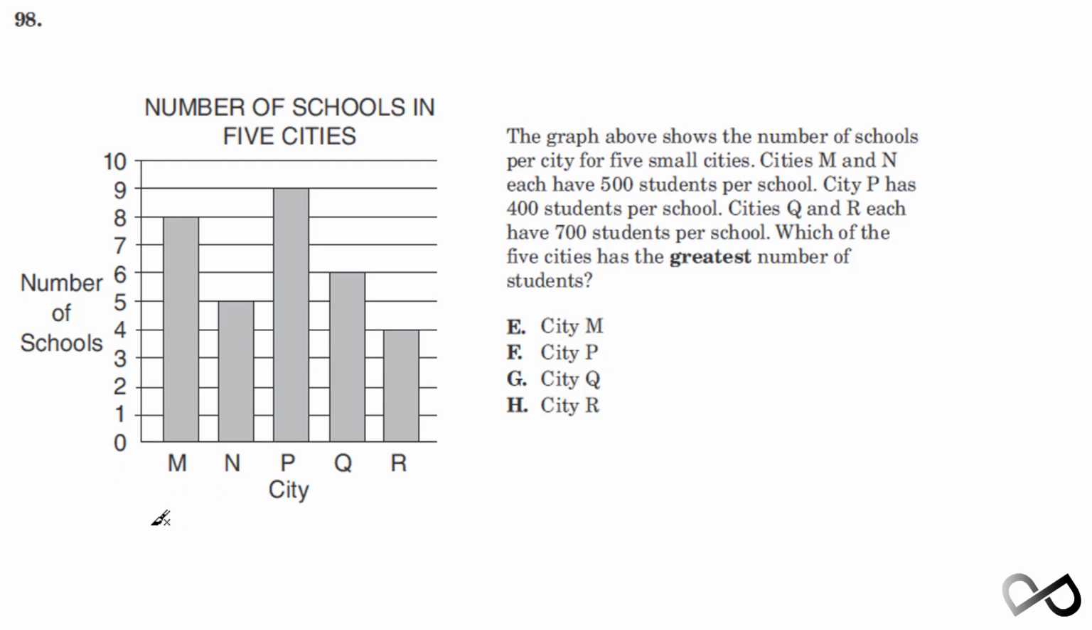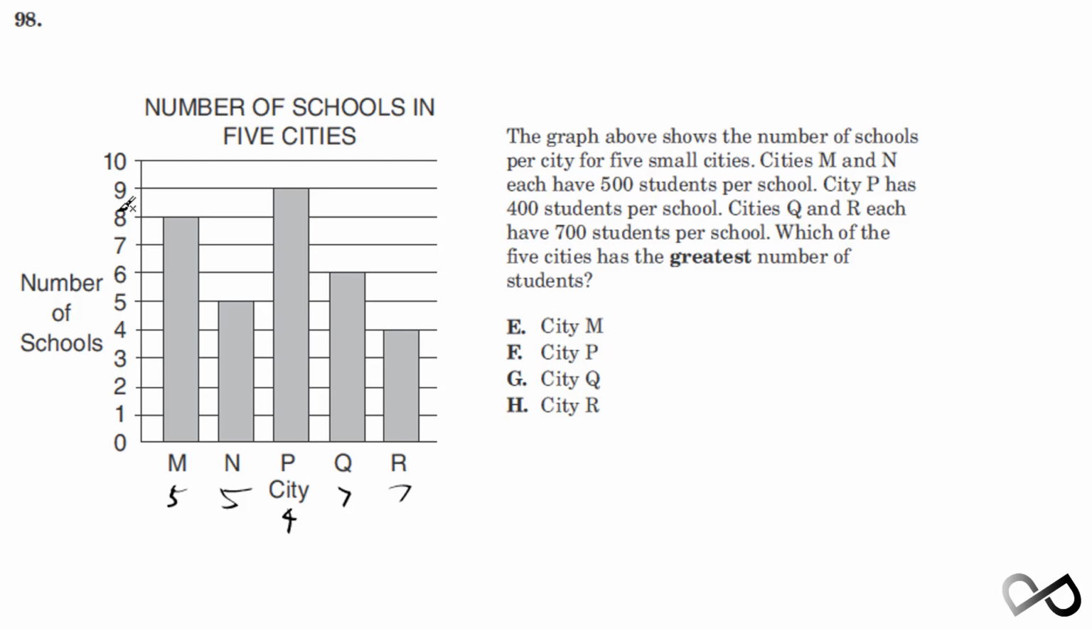So city M and city N both have 500 students, so I'm going to write 5 here instead of writing 500, but you could write 500 if you want. But I'm going to write 5 and 5. City P has 400 students, so I'll write 4 there. Q and R each have 700 students, so 7 and 7. And what we have to do is multiply this number, 5, or 500 if you wrote 500 here, by how many schools there are in that city.